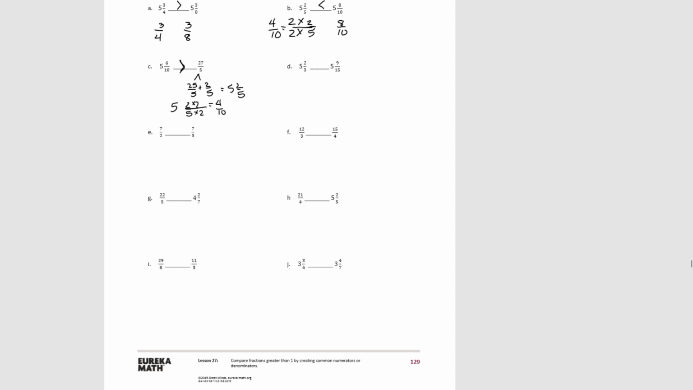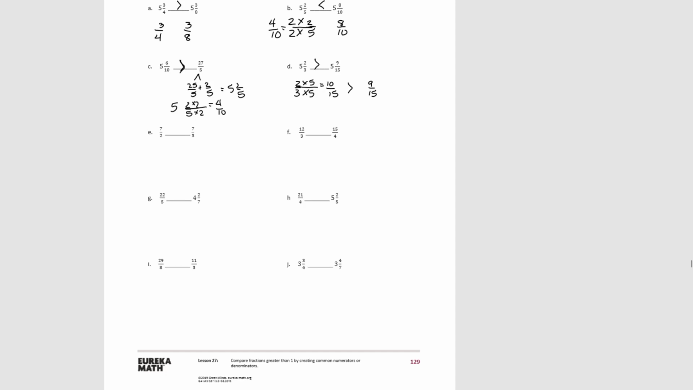Try D. For D, the whole numbers are the same, so we're going to compare the fractions. The denominators are related. We can multiply by 5 to get 15ths with 2/3, and we get 10/15ths, which we're comparing to 9/15ths. 10/15ths is greater than 9/15ths, so 2/3 is greater than 9/15ths.